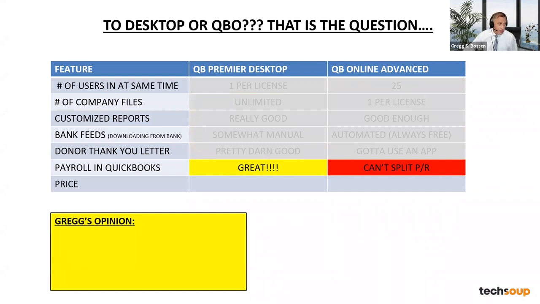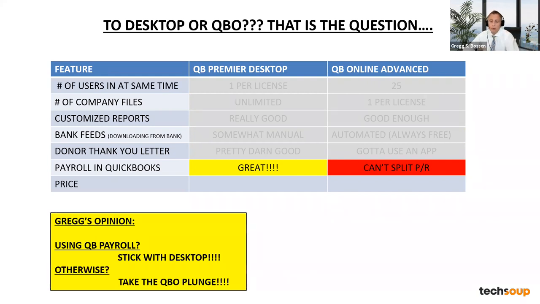Okay. So Adrian uses a different service. So if you're using any other service other than QuickBooks, you're using ADP, you're using Paychecks, you're using OnPay, you're using Gusto, whatever it is, you're entering that stuff anyway, or you're downloading it from the bank. And so you have to do the splits yourself anyway, go to Online Advanced. But if you're using QuickBooks payroll, stick with desktop for now. Otherwise, move to QBO. All right.